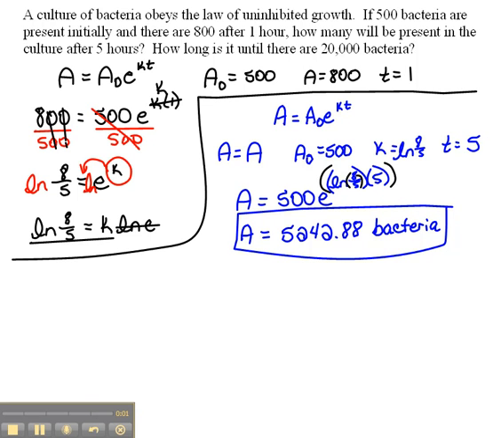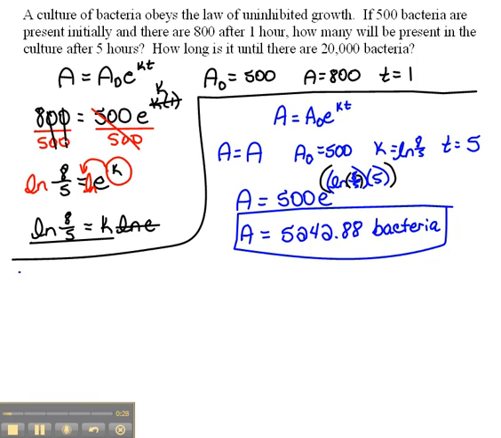Alright, in this last problem, we had done the first question where we had to do two things before we could actually answer it. We had to come up with our equation first and solve for the proportionality constant, or in other words, the growth rate. Then we had to use that with the information they gave us to figure out how many would be present in the culture after 5 hours.